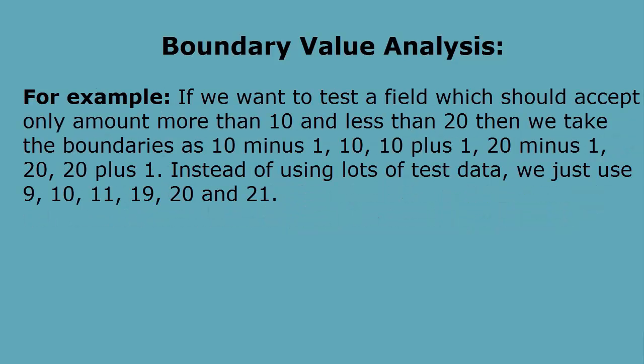For example, if we want to test a field which should accept only amount more than 10 and less than 20, then we take the boundaries as 10 minus 1, 10, 10 plus 1, 20 minus 1, 20, 20 plus 1. Instead of using lots of test data, we just use 9, 10, 11, 19, 20 and 21.